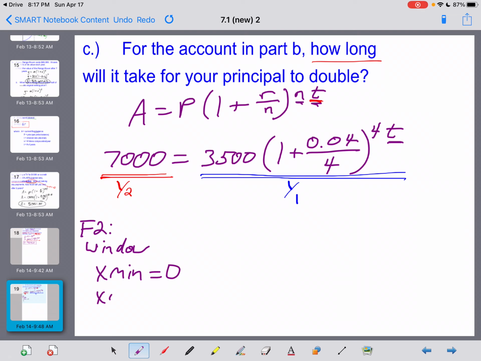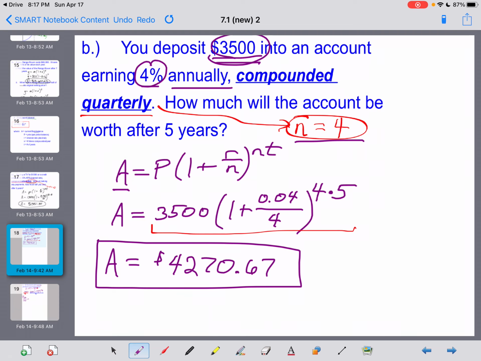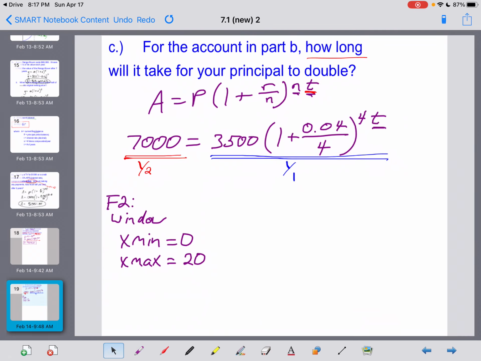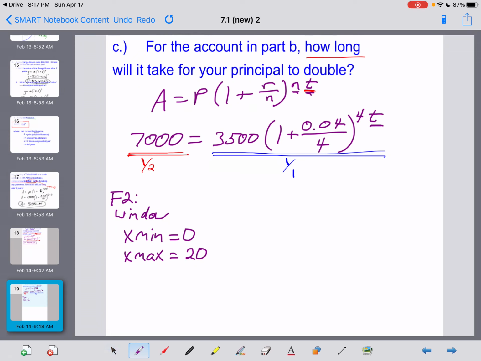Then for X maximum, I'm not really sure how long this is going to take to double. If I go back to the last problem, in 5 years, it did not double. It went up by 700. So I'm going to take a guess and put a big number. You're always better off guessing large here. I'm going to put 20 for my X maximum, hoping this amount is going to double within 20 years. You never have to worry about X scale, so I'll leave that at 1. Then it's going to ask for a Y minimum.